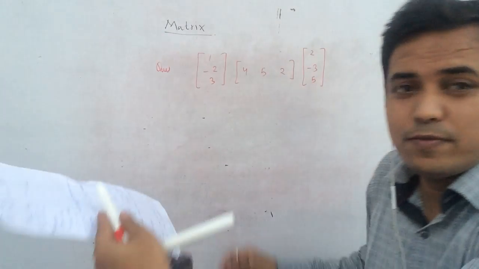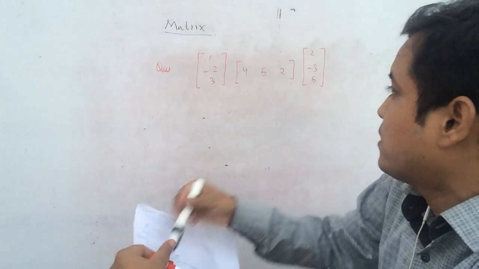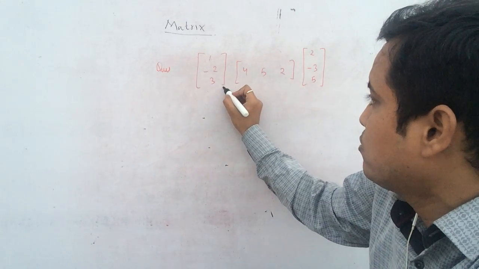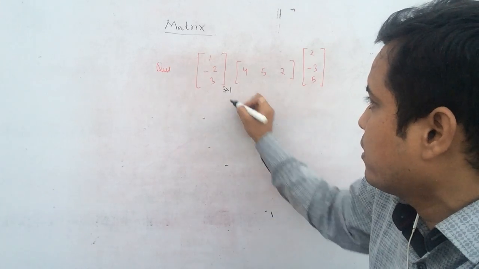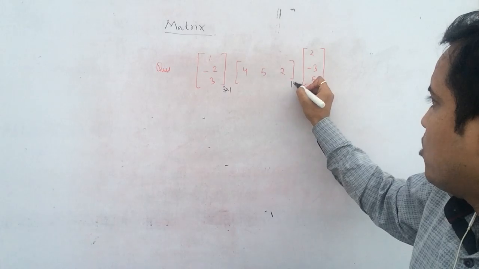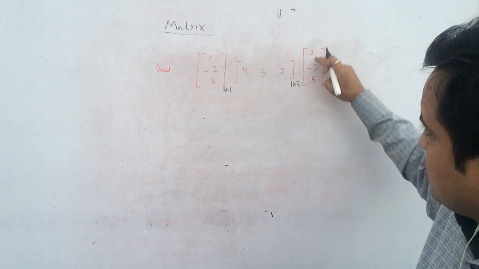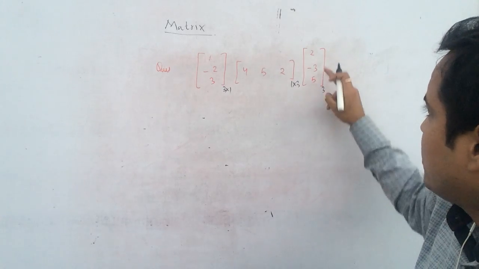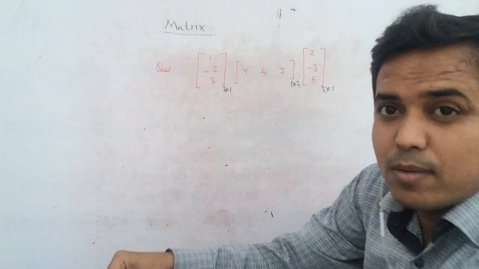So you see here 3 matrices are there. The first matrix has order, I think, 3 rows and 1 column only. The next has order 1 row and how many columns? 1, 2 and 3 columns. Here, how many rows? 3 rows, and how many columns? Only 1 column, not columns.